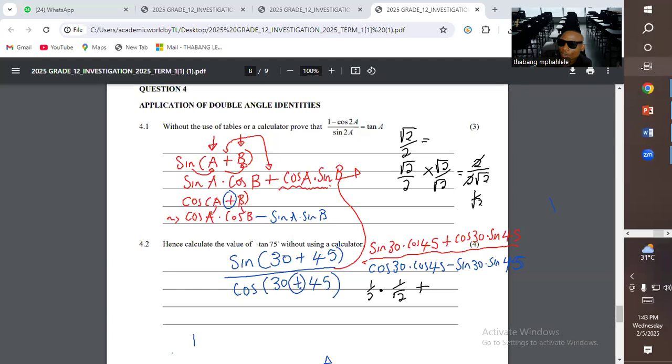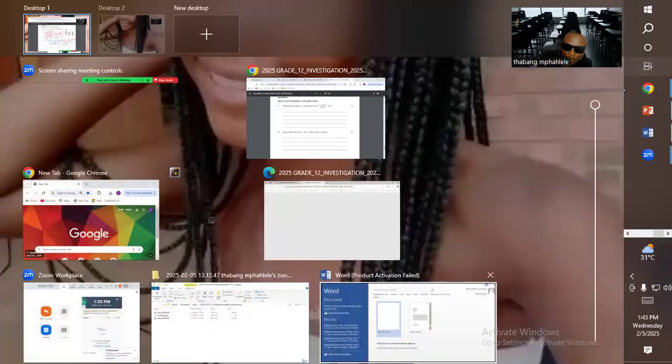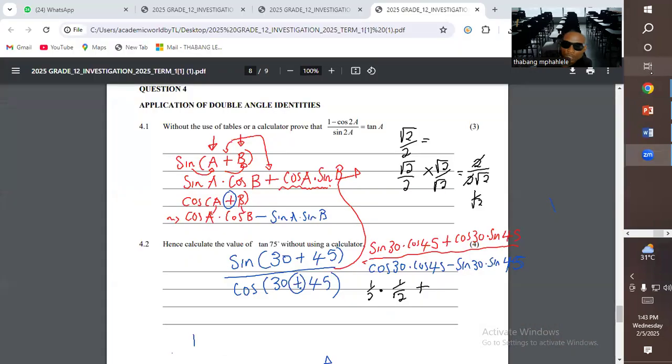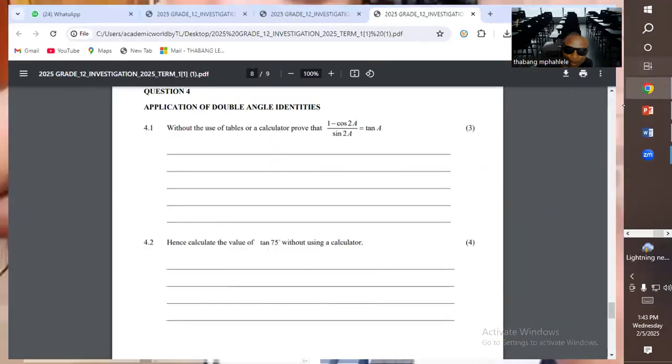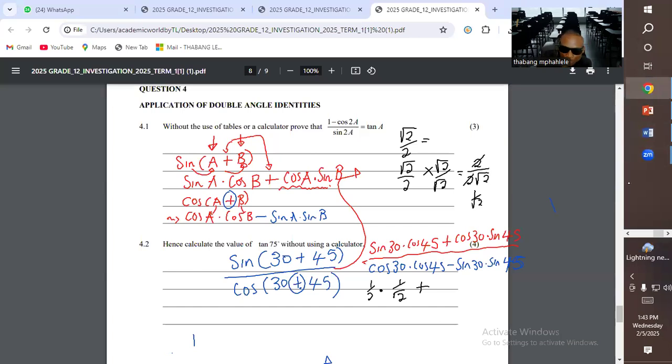This is cos 45. Plus cos 30, which you just press on your calculator. Cos 30. Guys, press your calculator. When you press cos 30 on your calculator, it's going to be square root of 3 over 2, times sine 45, which is 1 over square root of 2.